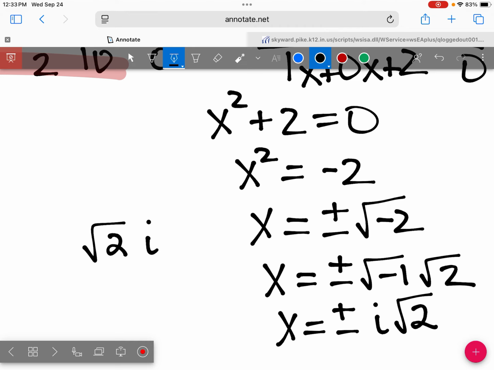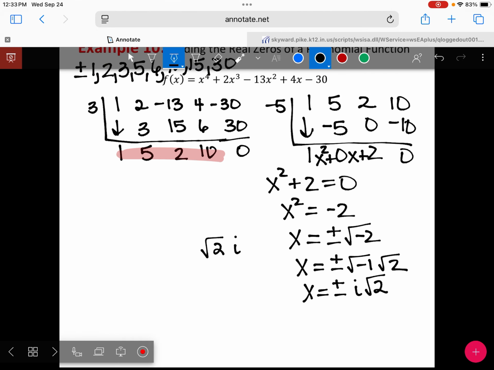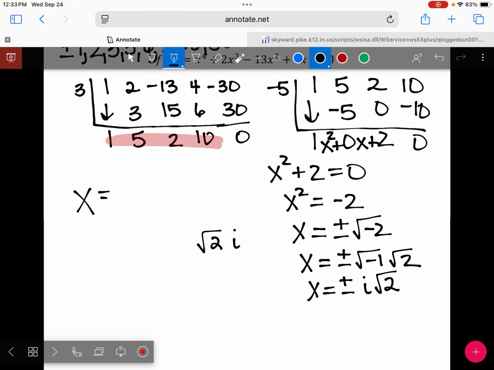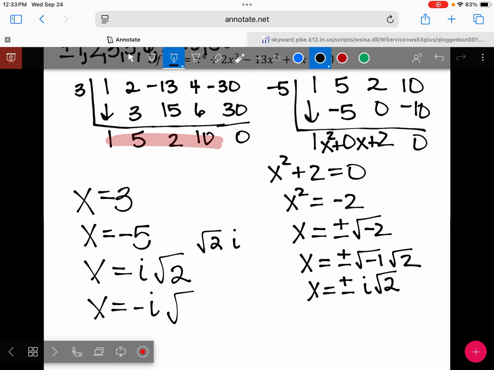Would I mark it wrong? No, but just know mathematically this is how it should be written. So your 4 solutions are x equals 3, x equals -5, x equals i root 2, x equals -i root 2. Any questions? All right, I'm gonna put another one up.